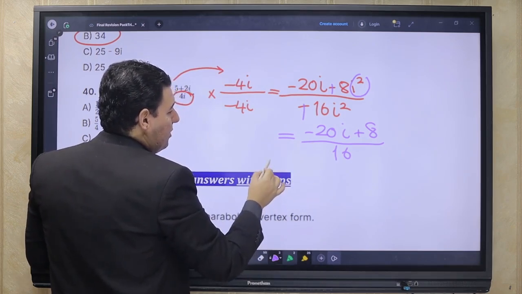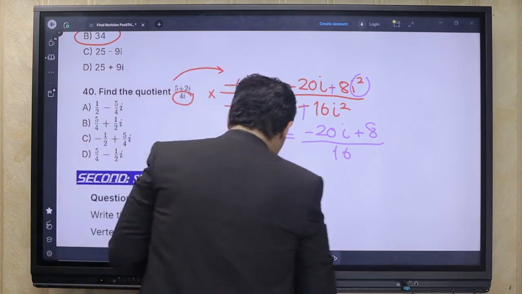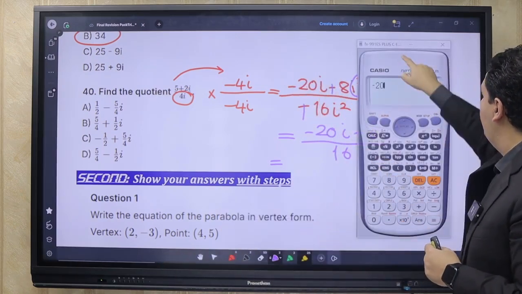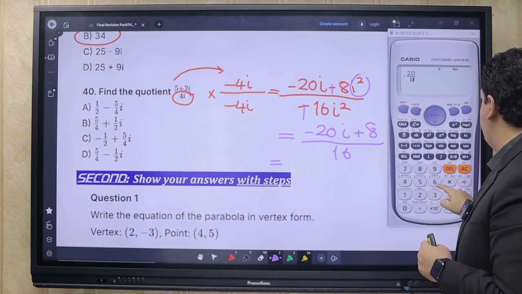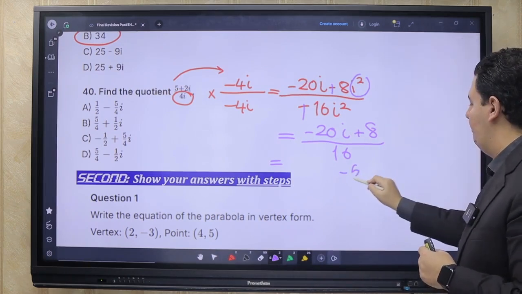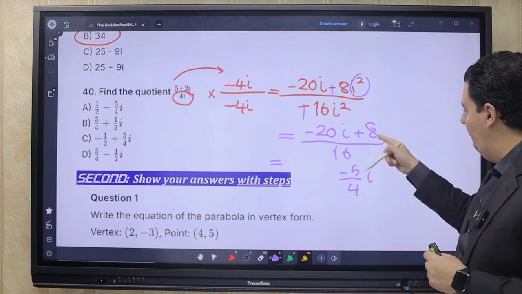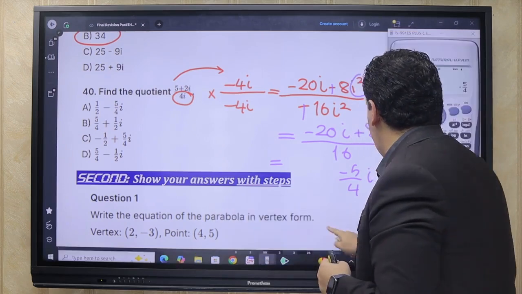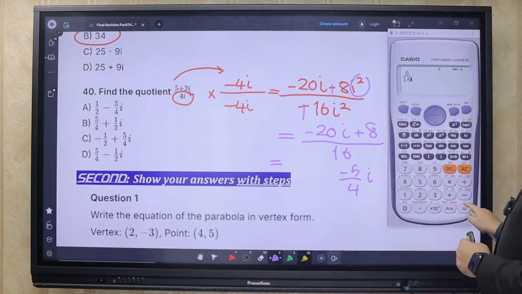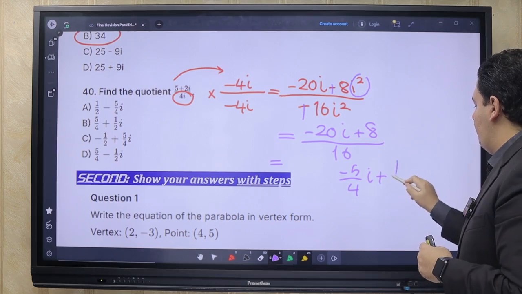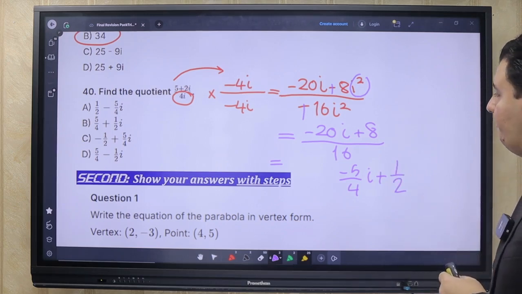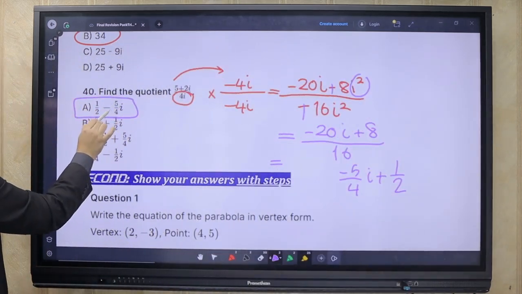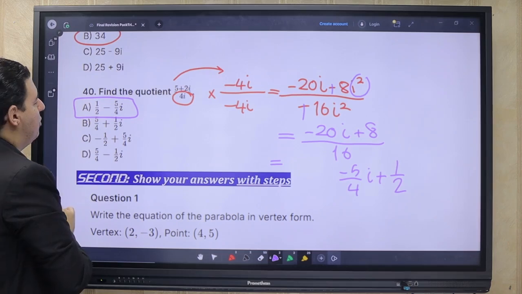Negative 20 over 16 equals negative 5 over 4i, and 8 over 16 equals 1 over 2. We will choose negative 5 over 4i plus 1 over 2, letter A.